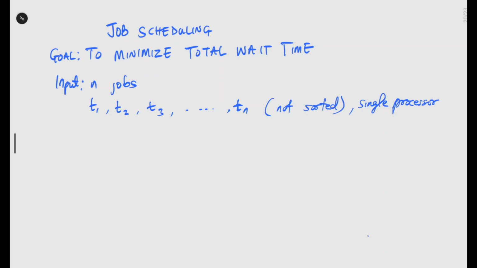First of all, let's define wait time. Our wait time for job 2 would be T1. The wait time for job 3 would be T1 plus T2. Our wait time for job 4 will be T1 plus T2 plus T3. So this can be written as the wait time for job i.